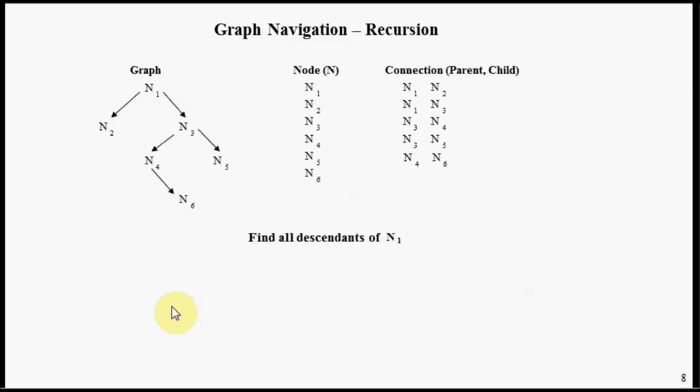Let's look at a recursive approach to navigating a graph. Given our graph here, use of recursion looks like the following. Given a starting node N1, in a recursive approach, you have a function that returns the immediate children from your starting node. So in this example, your starting node is N1, and it returns the children N2, N3.